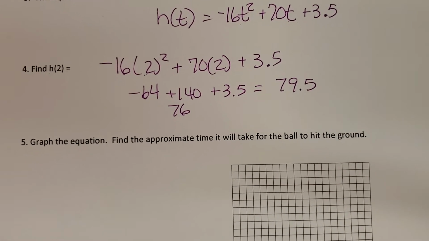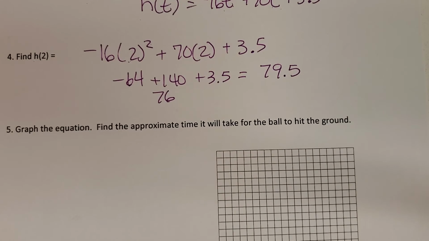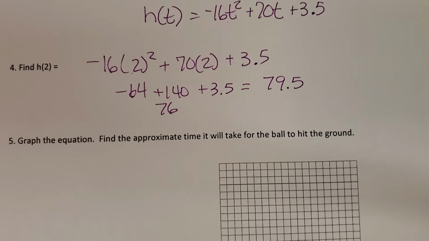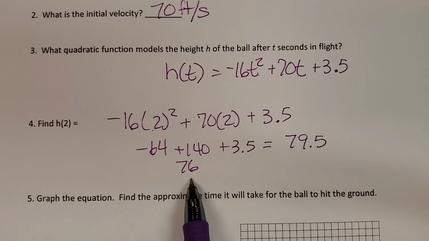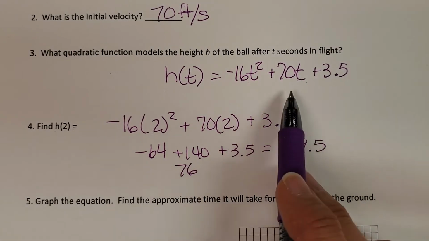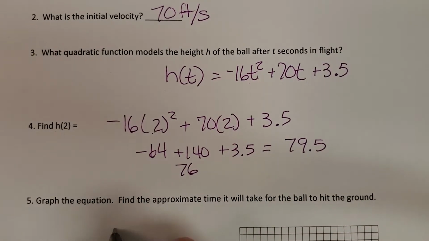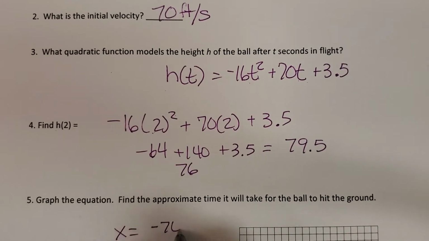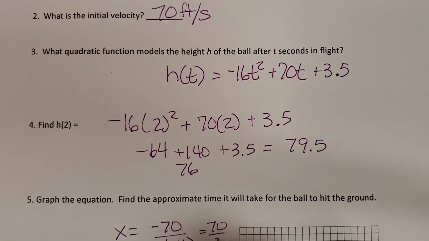Now, can you graph it? Can you graph that equation? Well, we can, because we know what's happening at 2 seconds, and we can figure out the vertex and the axis of symmetry. So let's figure out the axis of symmetry. So we get x equals the opposite of b over 2 times a. So we get negative 70 over negative 32.